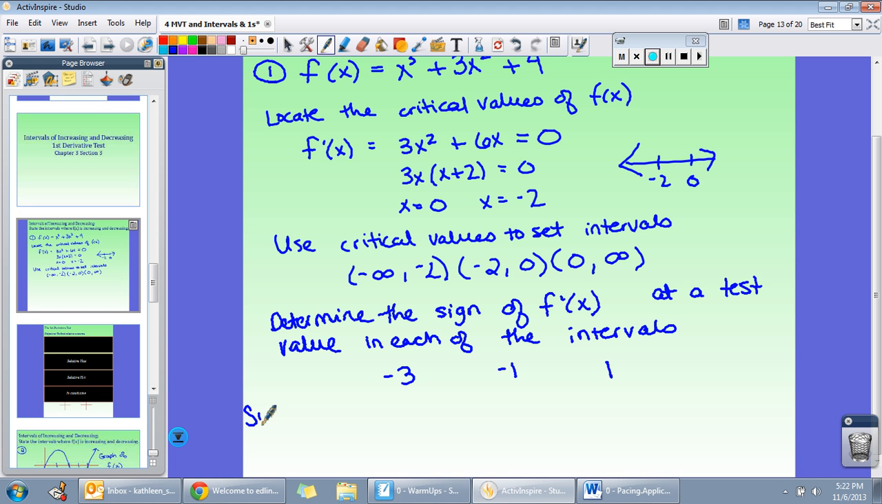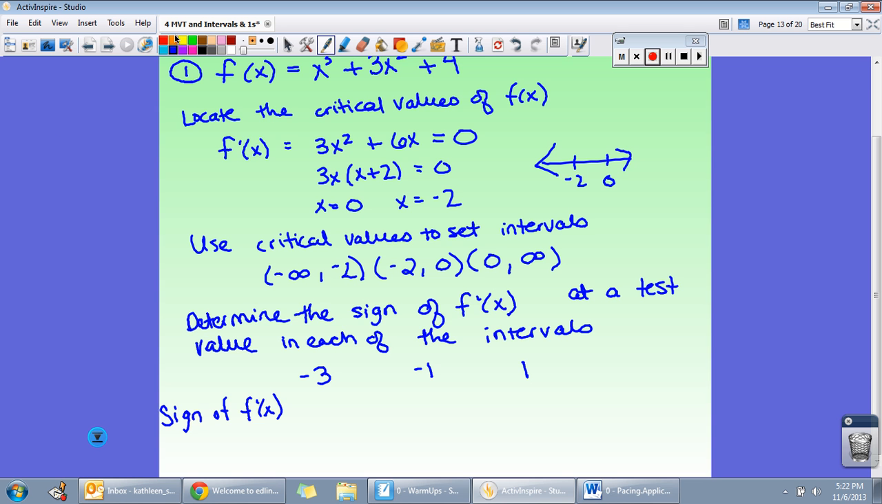So if we're looking for the sign of f prime of x at these values, we're going to plug in -3 first into our derivative. So doing some scratch work on the side, I can do something like 3 times -3 times -3 plus 2. So this is going to be -9, this is going to be -1, this is going to be +9. So the only thing I'm really interested in is the sign. Since this is positive, I'm going to write a plus right here.